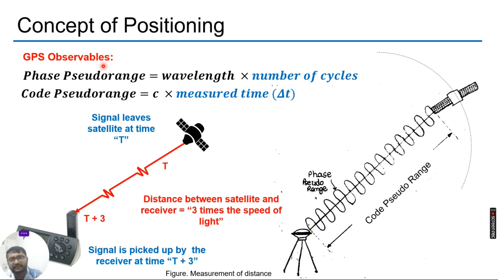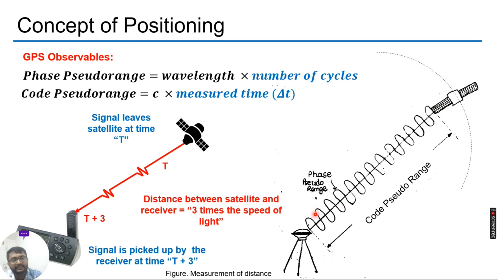So in the first method, which is phase pseudo-range, what we are doing is counting the total number of cycles. Let's say this is one complete cycle, then this is the second complete cycle, then the third one, fourth one, fifth one. We will find out the total number of complete cycles and multiply it with the wavelength we are using, L1 band or S band. So it will give us the distance between the receiver and the satellite.